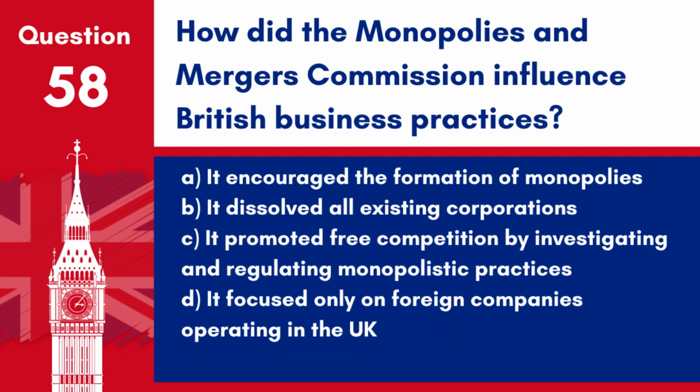Question 58. How did the Monopolies and Mergers Commission influence British business practices? A. It encouraged the formation of monopolies. B. It dissolved all existing corporations. C. It promoted free competition by investigating and regulating monopolistic practices. D. It focused only on foreign companies operating in the UK.